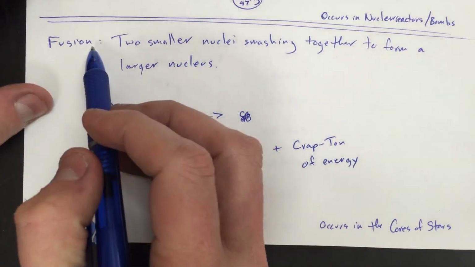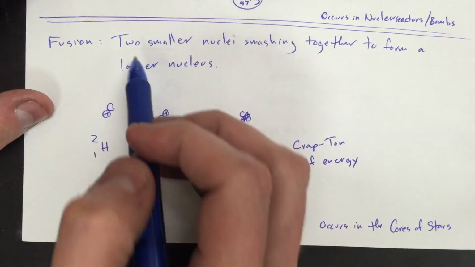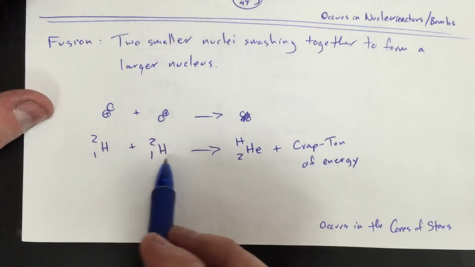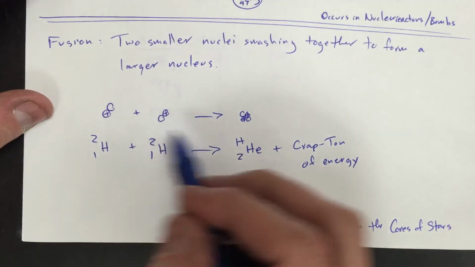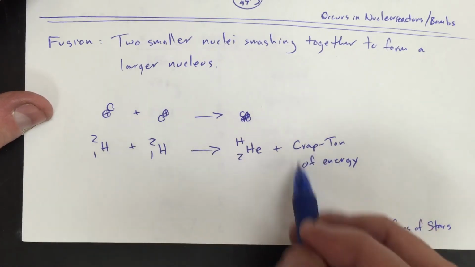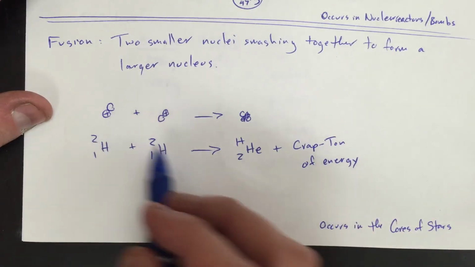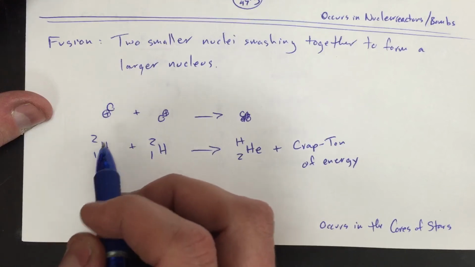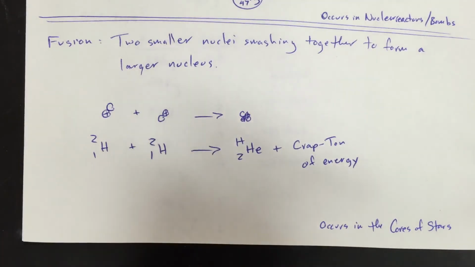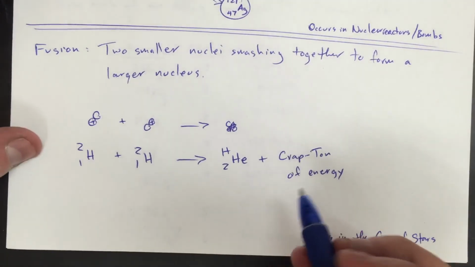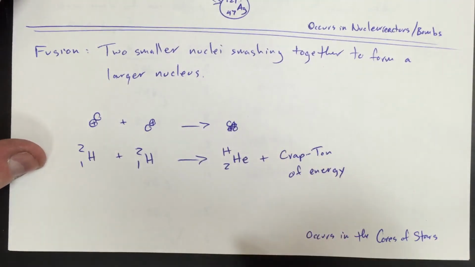All right, fusion, which is the opposite kind of a fission, is 2 smaller nuclei smashing together to form a larger nucleus. So like 2 particles of hydrogen, these are both deuterium because they both have 2s, smashing together to form helium. When they fuse together, they also release a giant amount of energy. Now this has to happen at extremely high temperatures. This is what occurs in the core of the sun to fuse hydrogen into helium that actually fuels the sun and gives us almost all the energy we have here on the Earth.